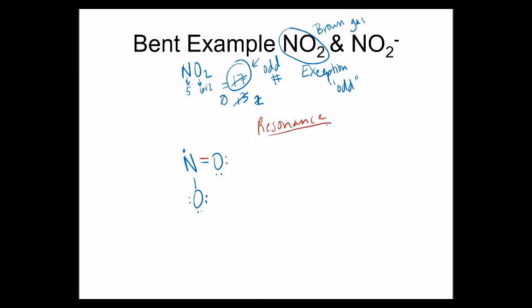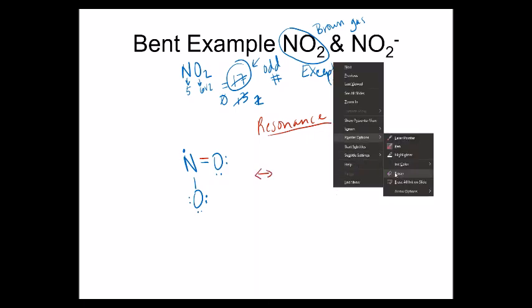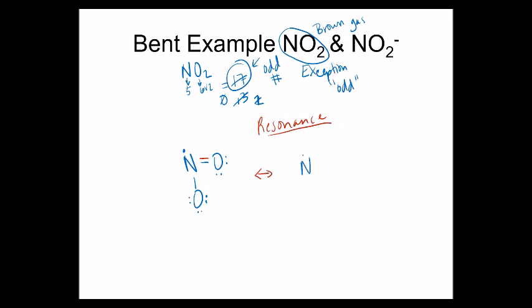So when you have resonance, you have to draw both structures. So I have to draw the other one too. In this case, it only has 2, which is kind of nice. So I would draw the double bond this way. And yes, you have to put the little arrow between them because this arrow is saying that they are equivalent structures.